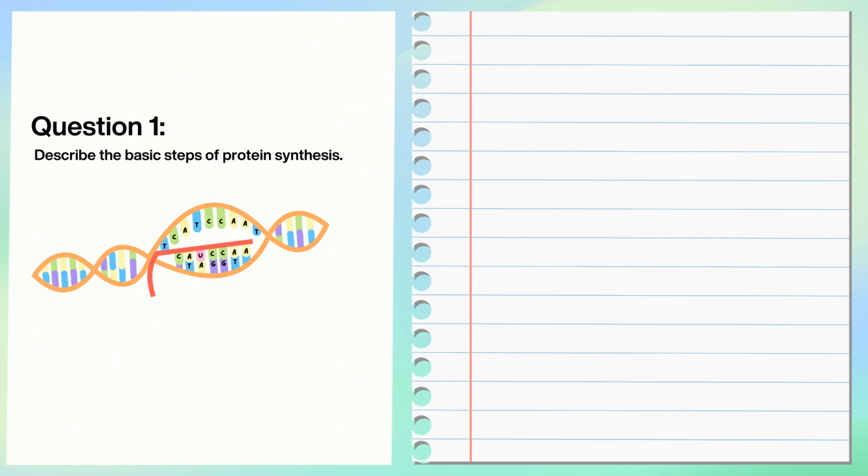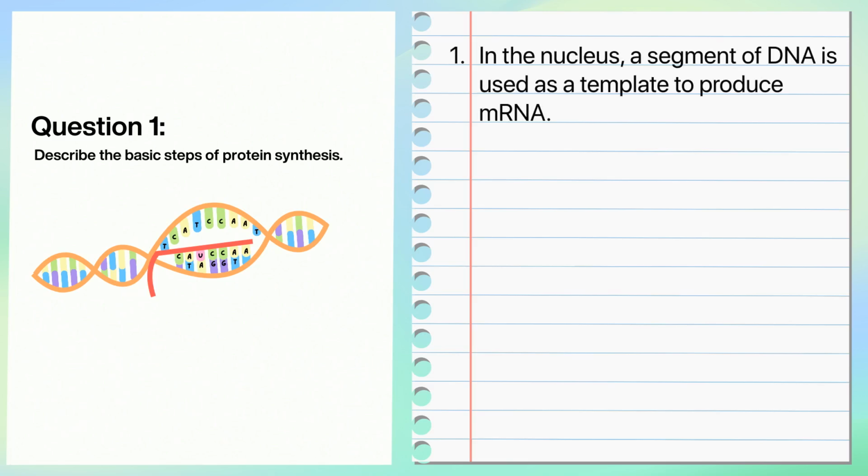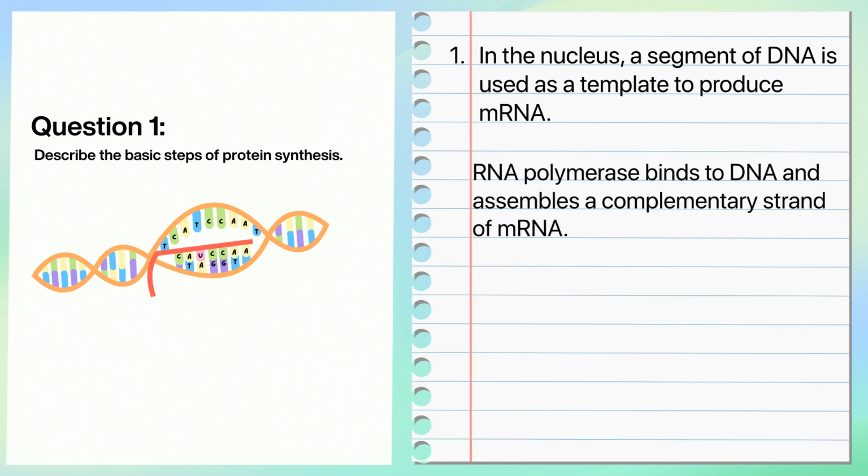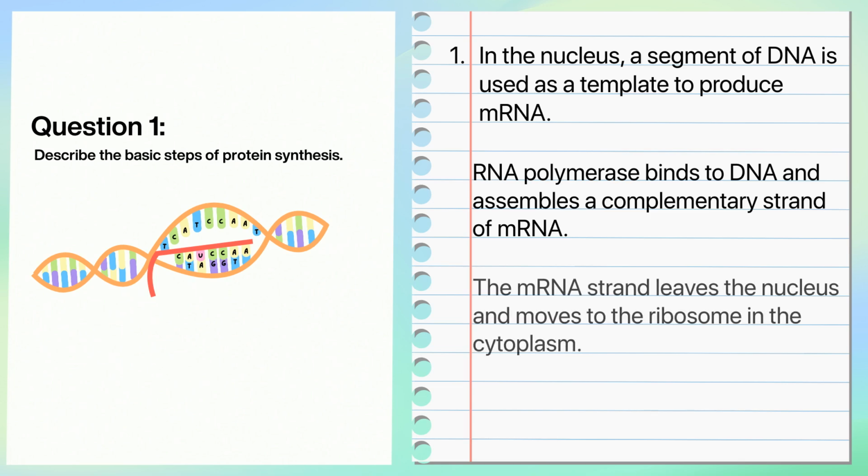Let's work through a question to understand protein synthesis. In this question, we need to describe the basic steps of protein synthesis. We start with transcription. In the nucleus, a segment of DNA is used as a template to produce mRNA. RNA polymerase binds to DNA and assembles a complementary strand of mRNA. The mRNA strand leaves the nucleus and moves to the ribosome in the cytoplasm.